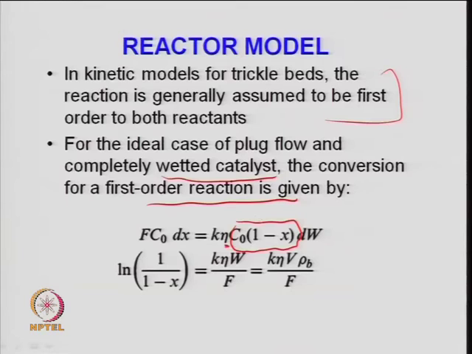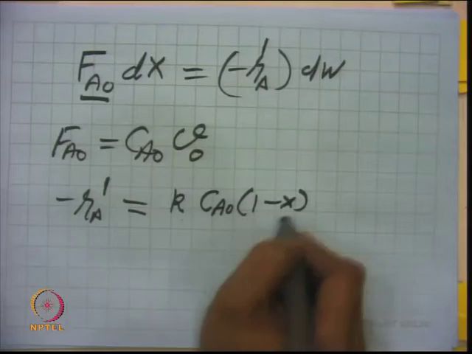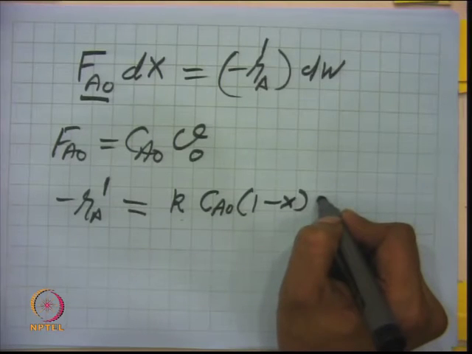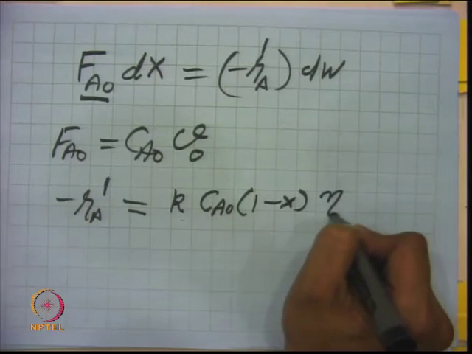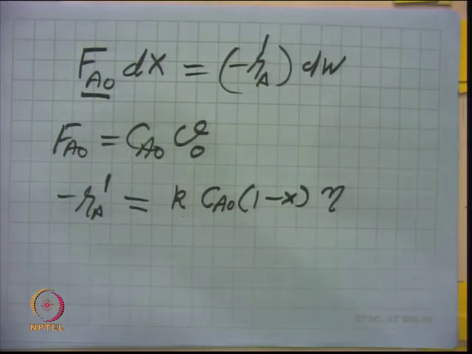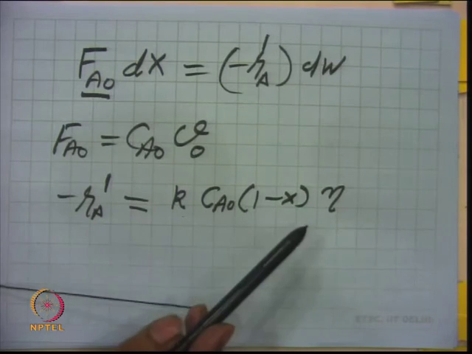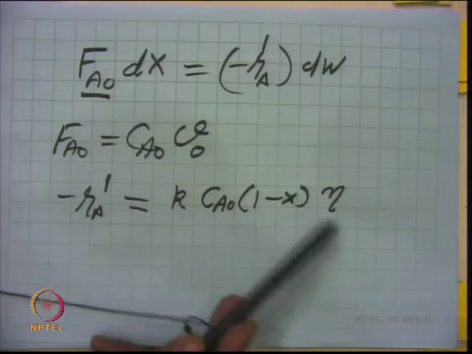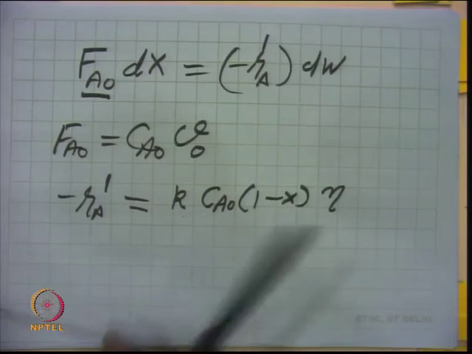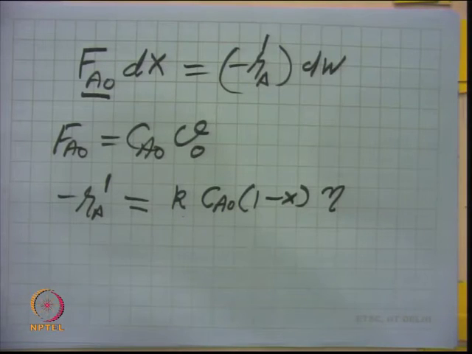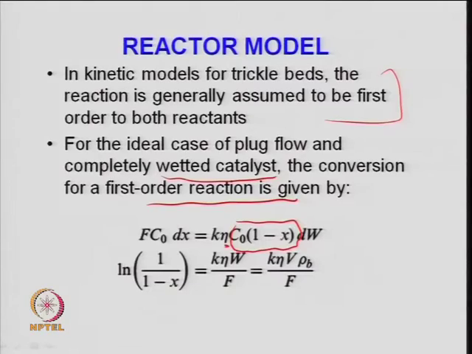So, x A is the fractional conversion. This data is simply in terms of the intrinsic kinetics. Since there may be a diffusion limitation, we have introduced an eta, the effectiveness factor, which for the isothermal case is always less than 1. So, this is the effectiveness factor in the pellet.